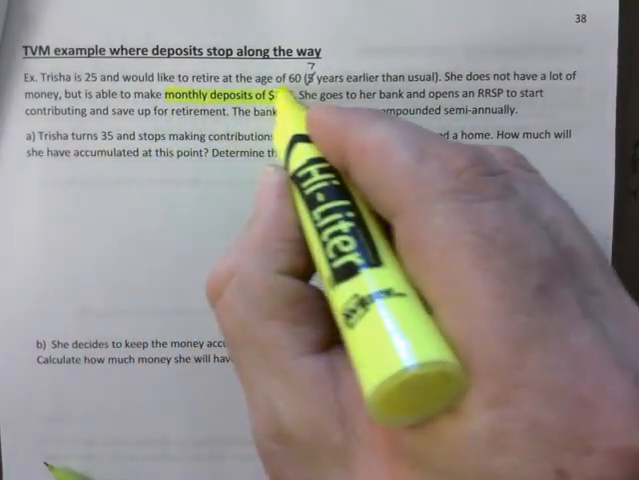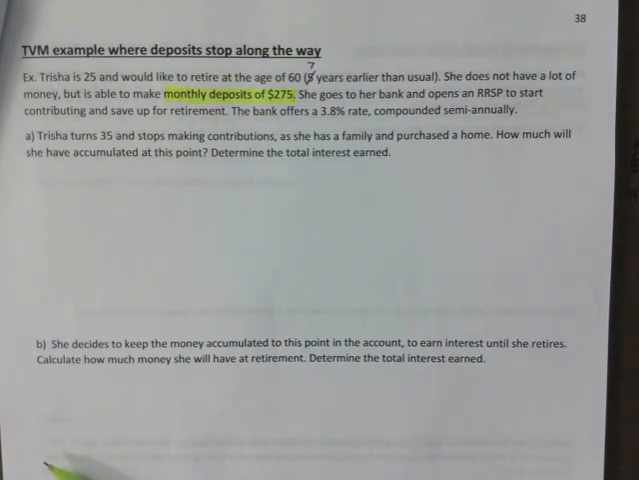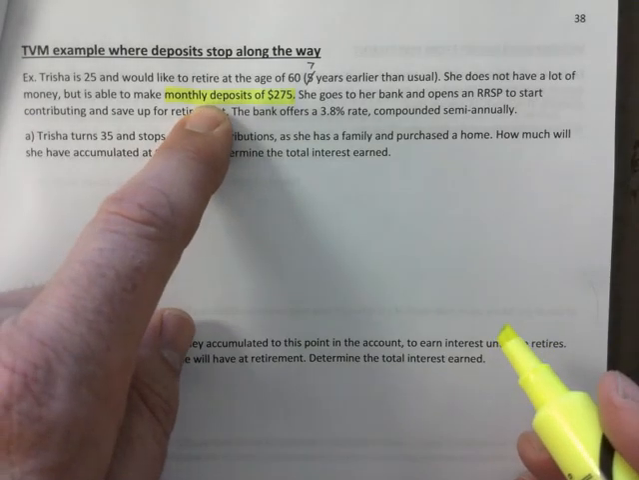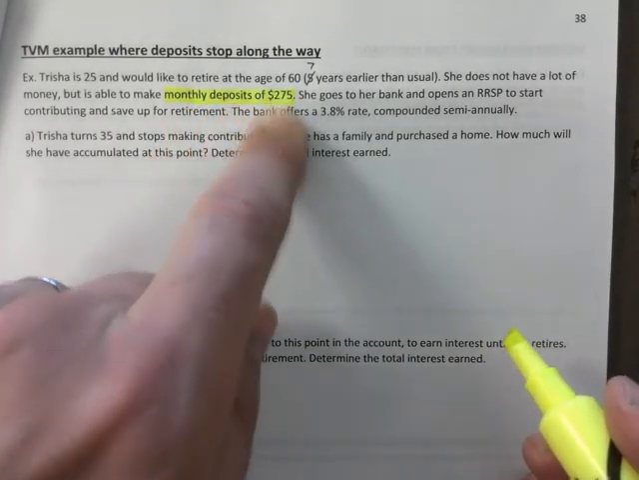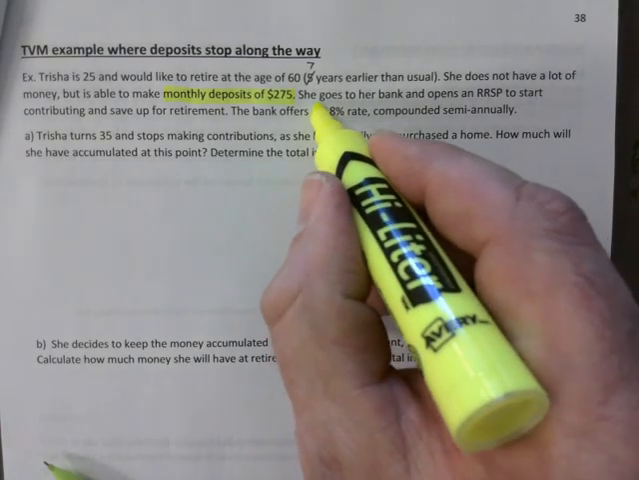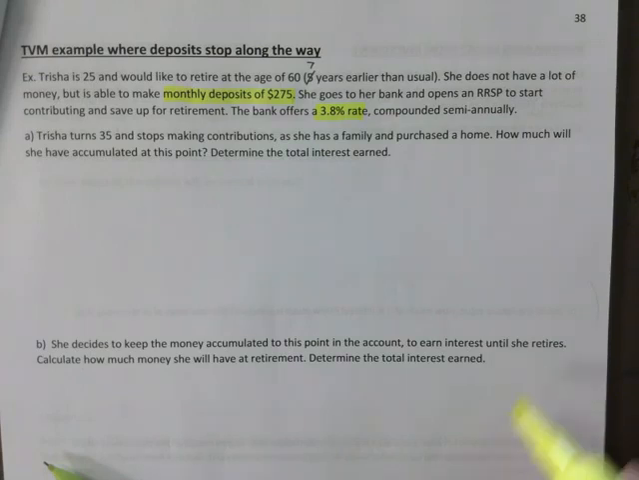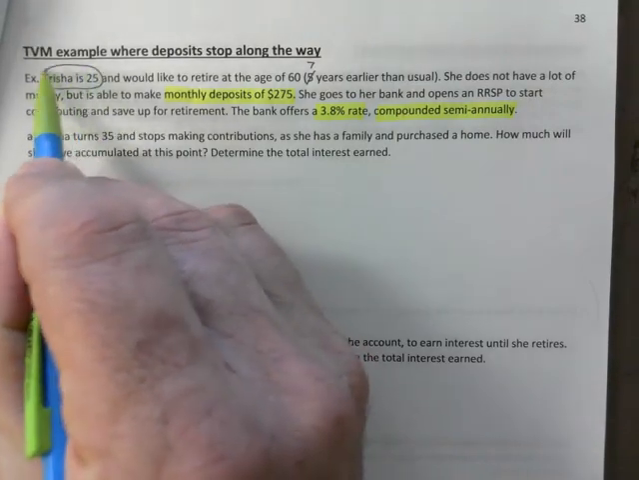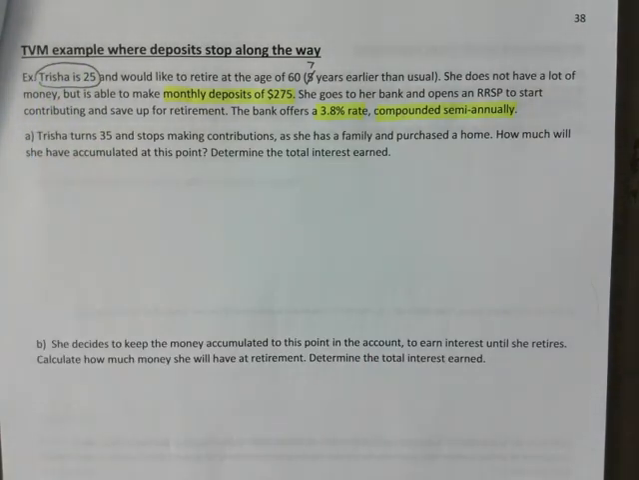There are regular deposits being made, so you know PMT is not going to be zero, and it's monthly, right? So we know what PY is, and we know what PMT is just by looking at that. She goes to her bank, opens up an RRSP to start contributing and save for retirement. The bank offers a 3.8% rate, compounded semi-annually. So when Trish is 25, right, that's important. That's when time starts. That's your zero, so to speak.